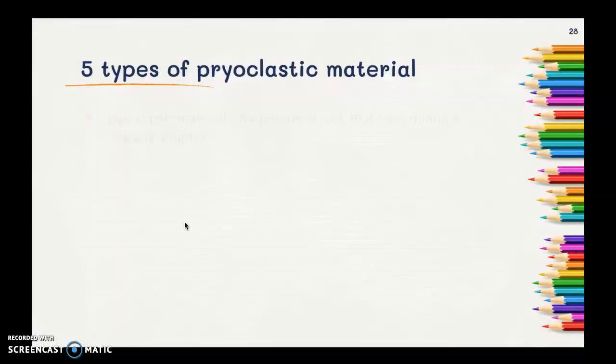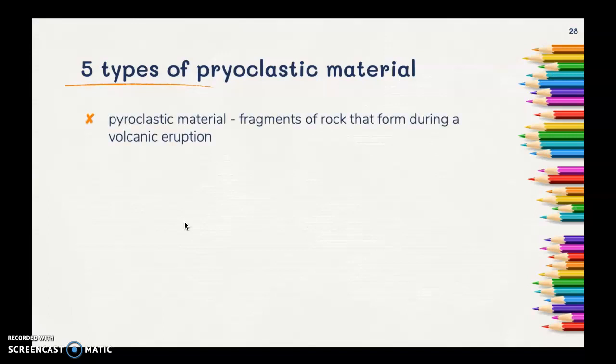Now, I mentioned volcanic ash. Anything that comes blasting out of a volcanic eruption is called pyroclastic material. Fragments of rocks that formed during a volcanic eruption is pyroclastic. Clastic means bits of broken up rock, and pyro just means fire. So that term should tell you something about it. And then we're going to talk about 5 different categories for that.